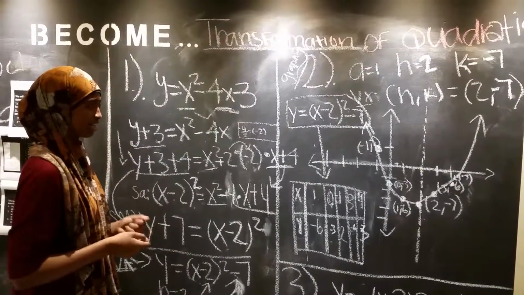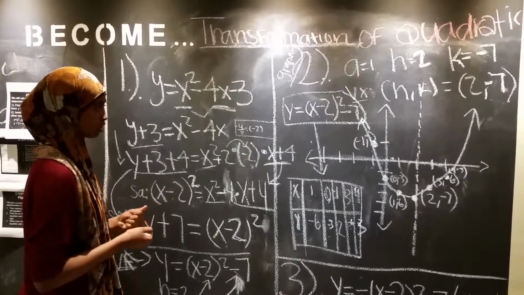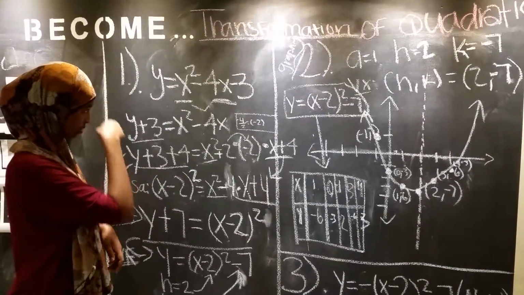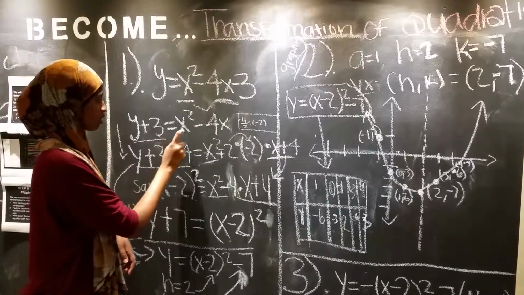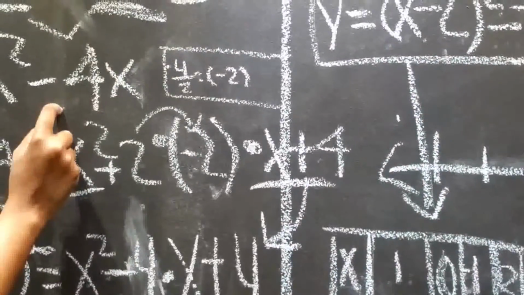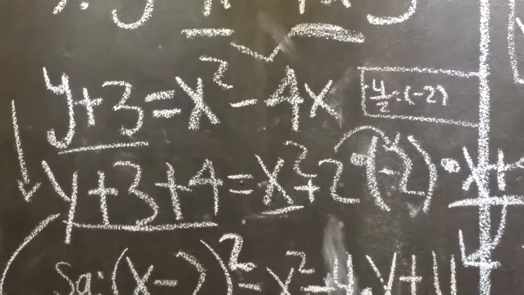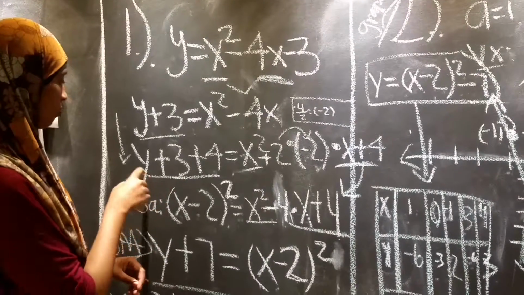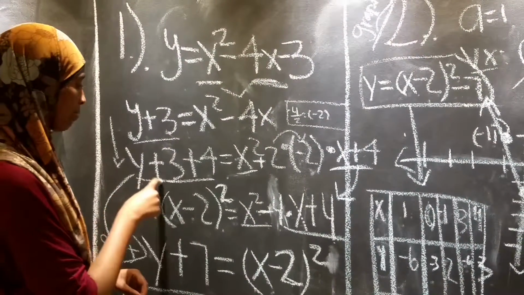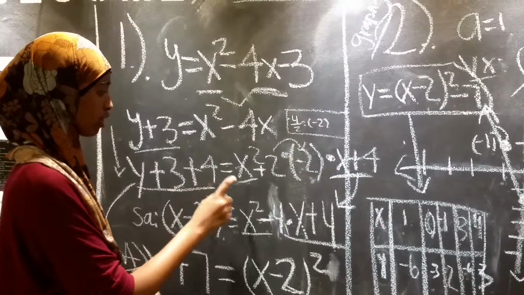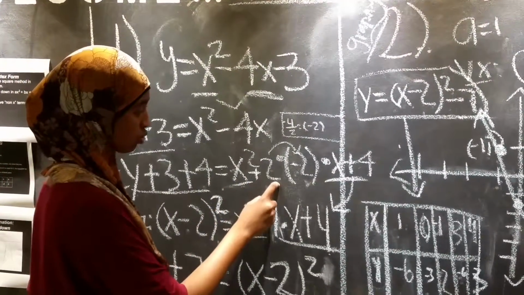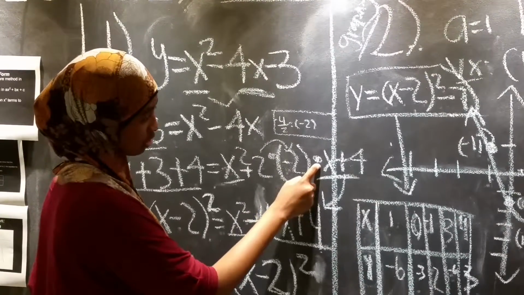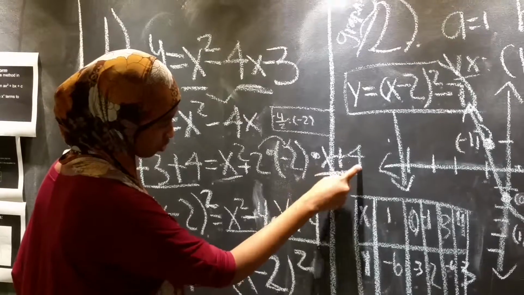So we have to isolate our x terms. By doing that, we have y plus 3 equals negative x squared minus 4x. We bring it down to y plus 3 plus 4 equals negative, parentheses, x squared plus 4x.